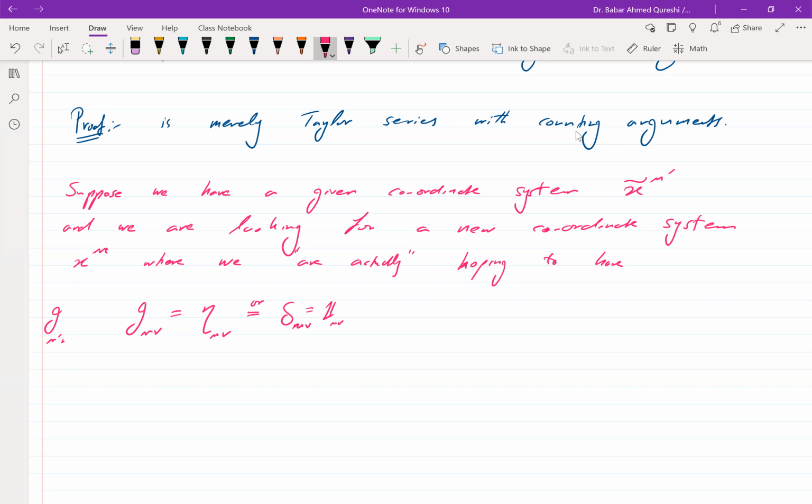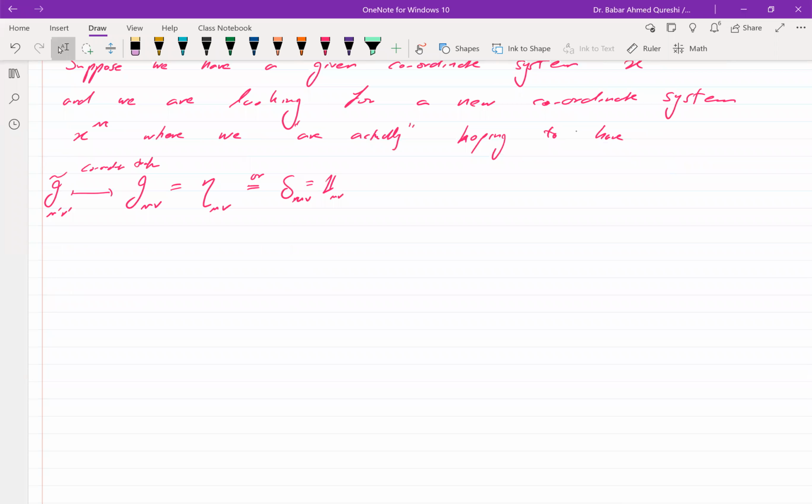So g mu dash nu dash goes, under the coordinate transformation, to the flat metric. And to start with, I'm hoping that I can do it everywhere, not at a point, but everywhere. In the end, we know that this is going to happen if the space-time is flat. But just to start with, I suppose that I'm trying to construct something like this. So I'm constructing new coordinates through the Taylor expansion.